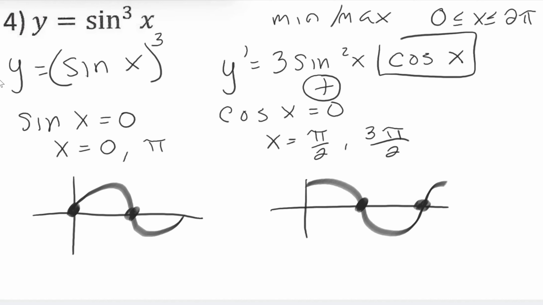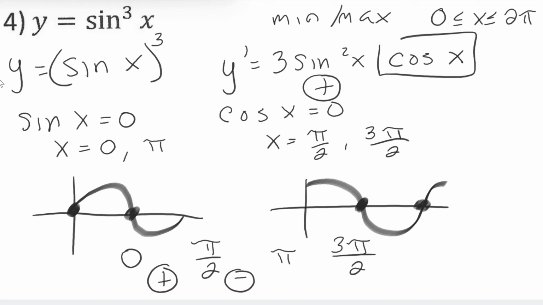Okay? So I've got my critical numbers, and I'm going to put these in order. So from 0 to pi over 2, cosine is positive. From pi over 2 to pi, cosine is negative. From pi to 3 pi over 2, cosine is negative. And from 3 pi over 2 to 2 pi, cosine is positive.